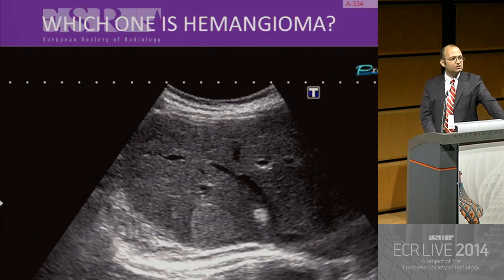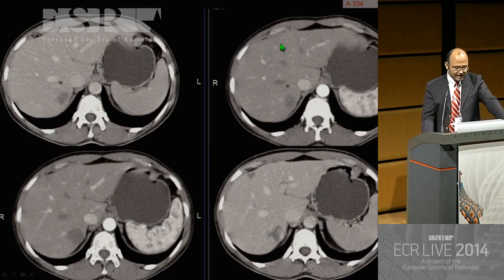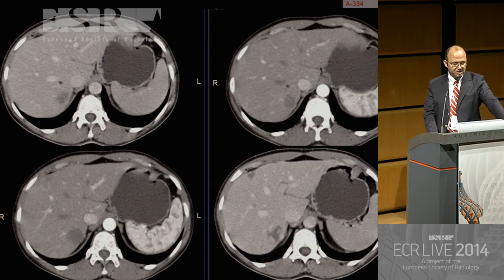So I always like to show this image to gastroenterologists because they're always puzzled. Because whenever they see a hyperechogenic lesion, they call it a hemangioma. So how many people think that lesion 1 is hemangioma? Okay, 2. Okay, let's go to CT. The small one is a lipoma. The other one is a hemangioma. So hyperechogenicity is not specific for hemangioma, and I can tell you that almost all hypervascular lesions can be hyperechogenic. So you have to be aware of this issue.